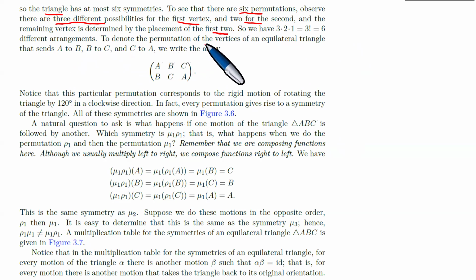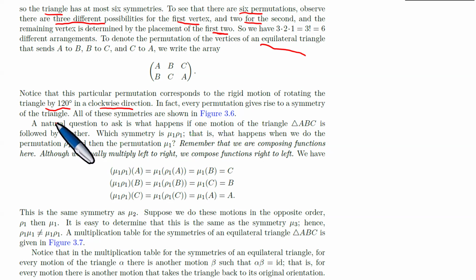To denote the permutation of the vertices of an equilateral triangle that sends A to B, B to C, C to A, we write the array A to B, B to C, C to A. Notice that this particular permutation corresponds to the rigid motion of rotating the triangle by 120 degrees in a clockwise direction. In fact, every permutation gives rise to a symmetry of the rectangle.